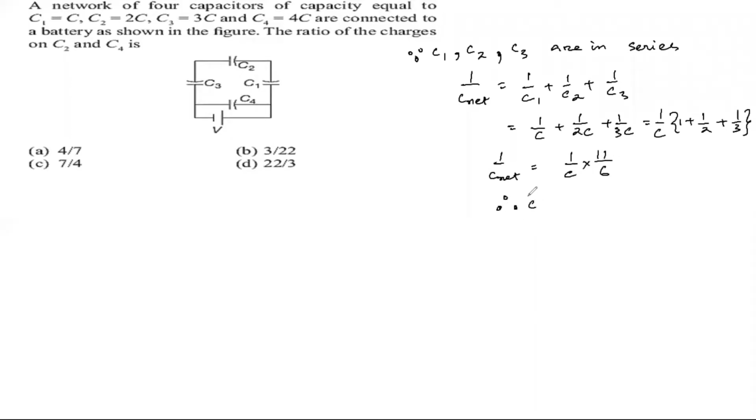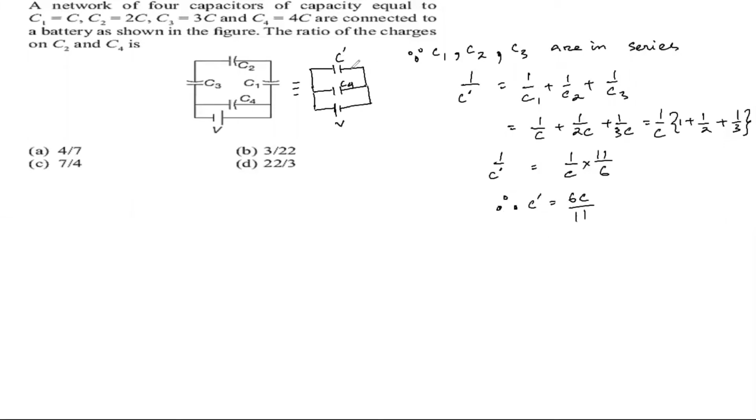Therefore, instead of writing C net, it is C dash. This is our C dash, the equivalent capacitance of these three series capacitors. So this C dash is 6C by 11. If I want to draw the equivalent circuit diagram, it will be something like this. This is my battery V, this is the capacitor C4, and this is my equivalent capacitor C dash.